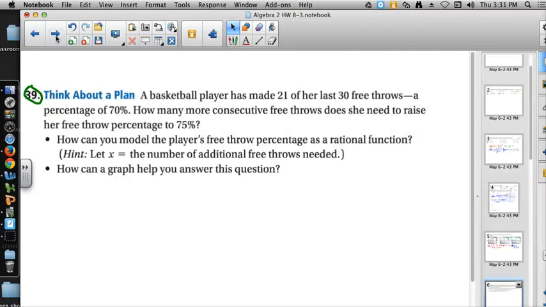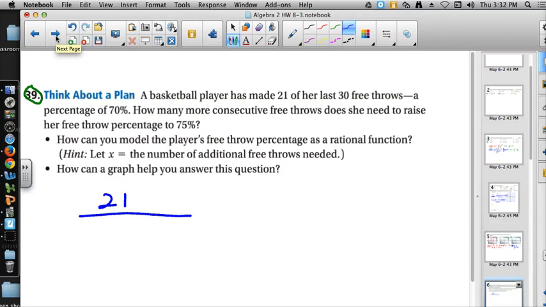Number 39, this one says we have a basketball player and they've made 21 of their last 30 free throws so far. 21 out of 30, and that's a percentage of 70%. If you take 21 and divide it by 30, you get 0.7. How many more consecutive free throws does she need to raise her free throw percentage to 75%? Well, we don't know how many she's going to try and shoot. We don't know how many of those she's going to make, but it said they have to be consecutive free throws, so that means she has to make them.